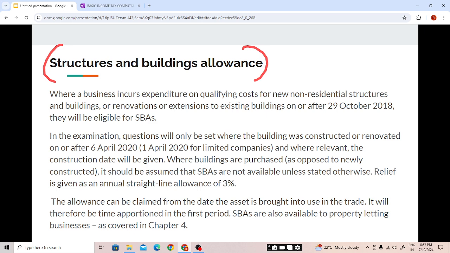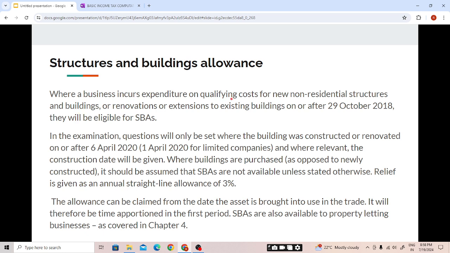This is a separate allowance which is available for qualifying expenditures. Now we will be studying what the qualifying expenditures are. Where a business incurs expenditure on qualifying costs for new non-residential structures. Structures and buildings allowance is not provided on residential, only on commercial structures. Non-residential, it will not be provided.